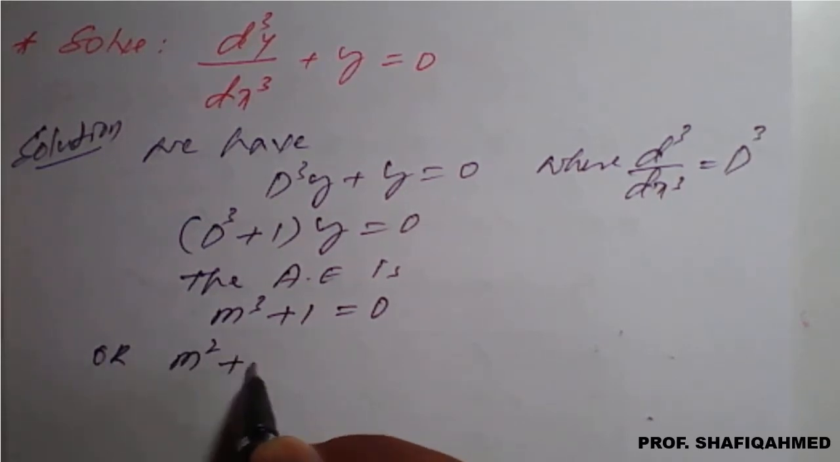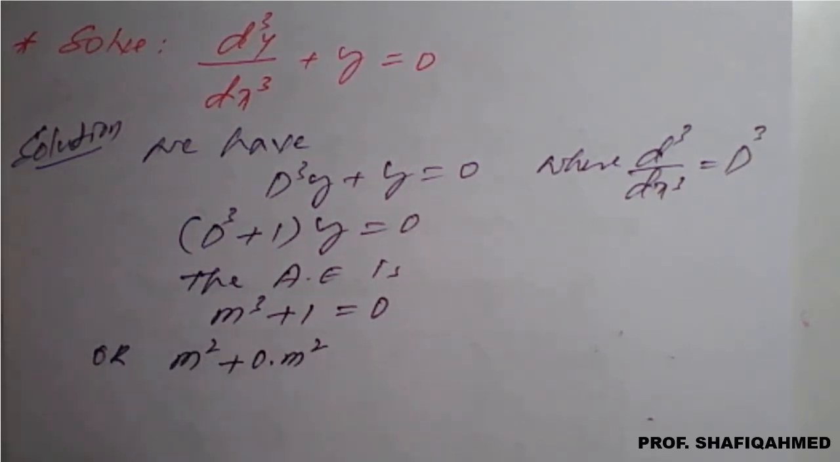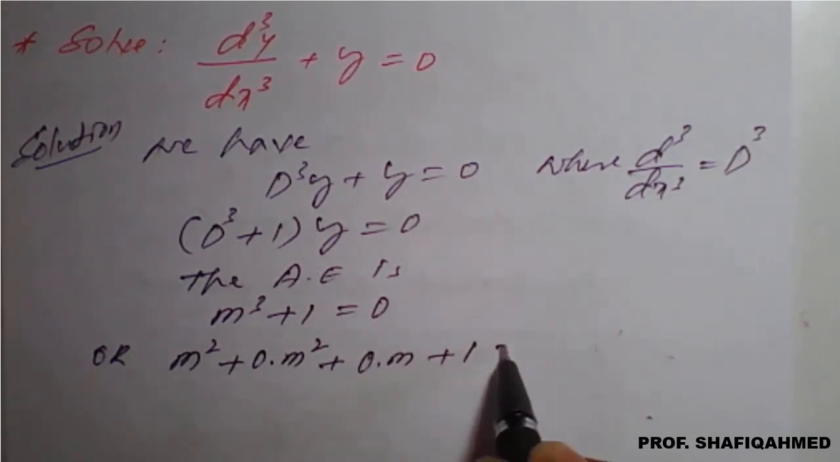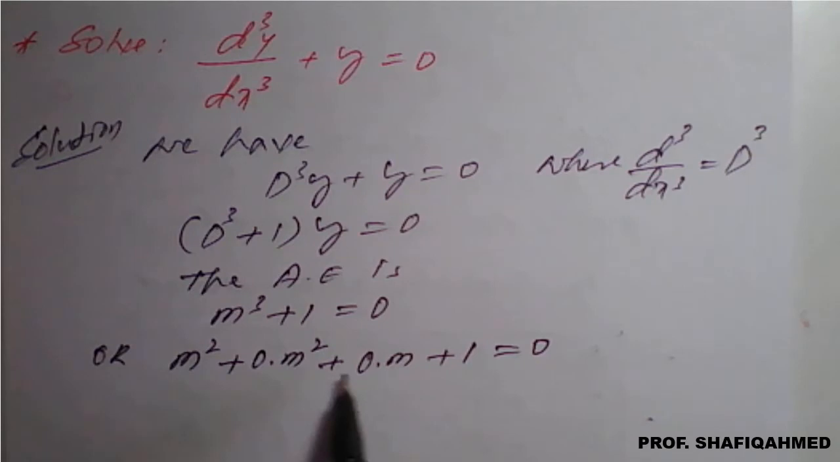m cube plus 0 into m square, because we need to write it in order so that we can go for either the synthetic division method or the calculator option. So 0 into m square, plus 0 into m since m is not there, plus this constant. So this equation we'll type in the calculator and see the roots now.